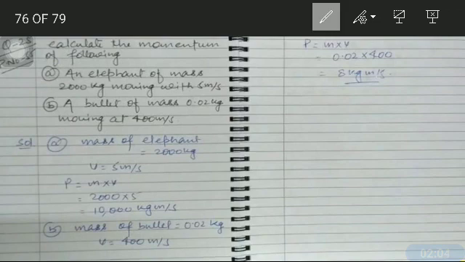Next question is: calculate the momentum of the following. An elephant of mass 2000 kilograms moving with 5 meter per second and a bullet of mass 0.02 kilograms moving at 400 meter per second. Mass of the elephant is given, velocity is given, momentum will be 10,000 kilogram meter per second. Similarly, for the second part, mass of the bullet is given, velocity is given, momentum we can calculate as mass into velocity and it will be 8 kilogram meter per second.